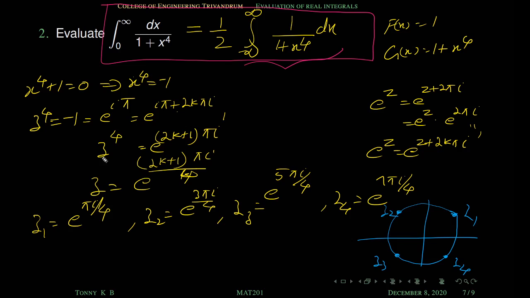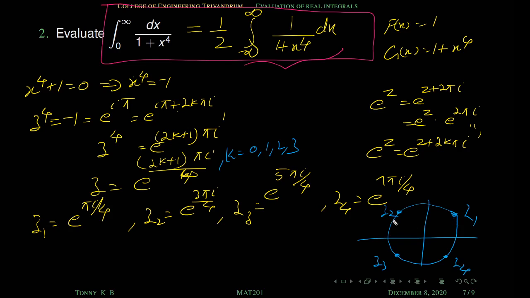So the four complex roots of z raised to 4 plus 1 equal to 0 are z equal to e raised to (2k plus 1) pi i by 4, where k equal to 0, 1, 2, 3. So this equation has 4 roots, and geometrically the positions of these 4 roots are here: z1, z2, z3, z4. It is clear that only 2 roots, z1 and z2, belong to the upper half plane.